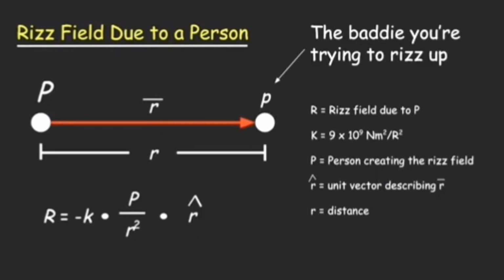Now, I'm not going to dive into the derivation of this equation. Even though it's the second day of class, we're already 15 topics behind, so we don't have time for it. But you can look at it in your textbook if you want. Anyways, this is the Riz field due to a person.